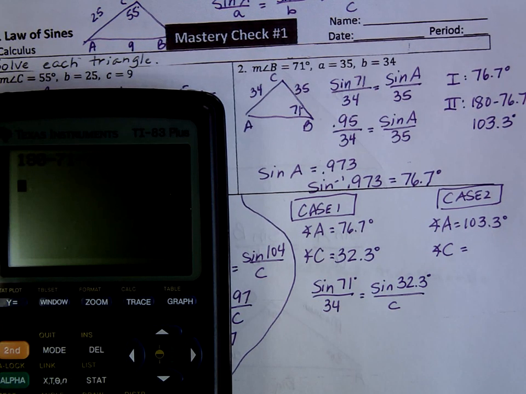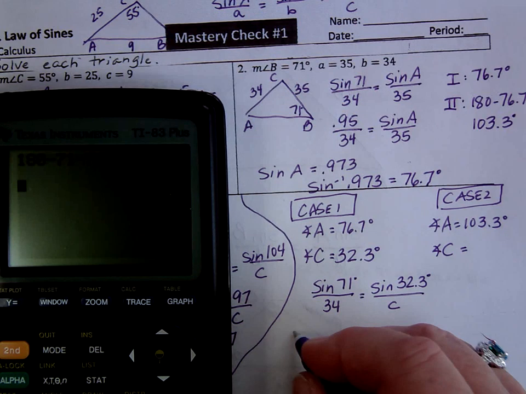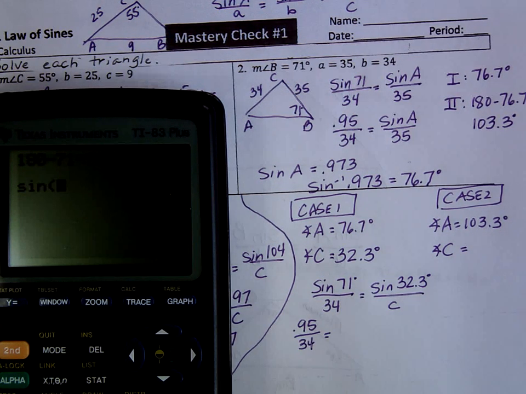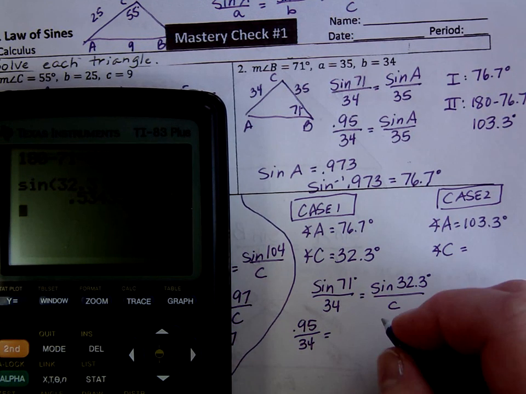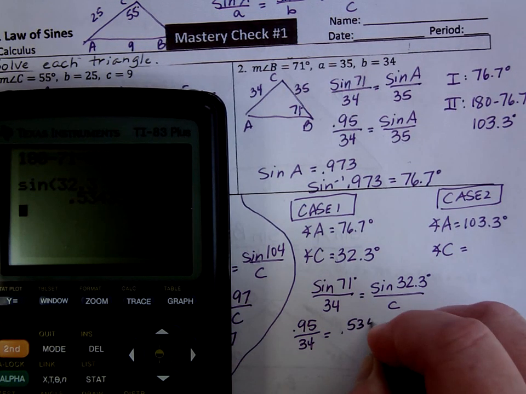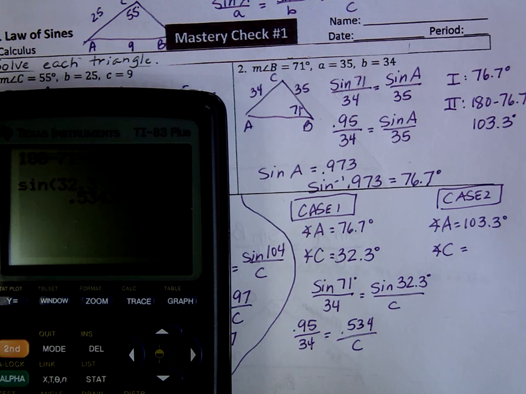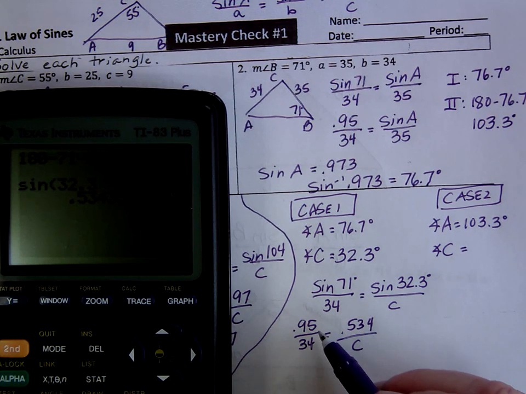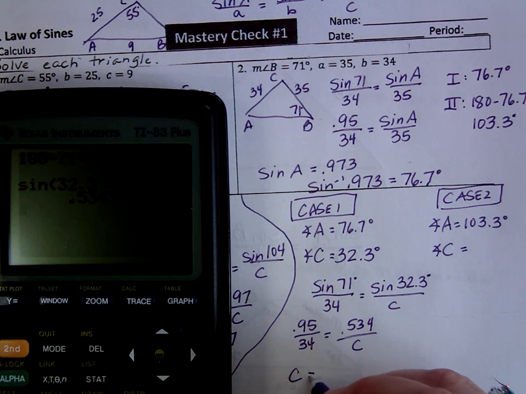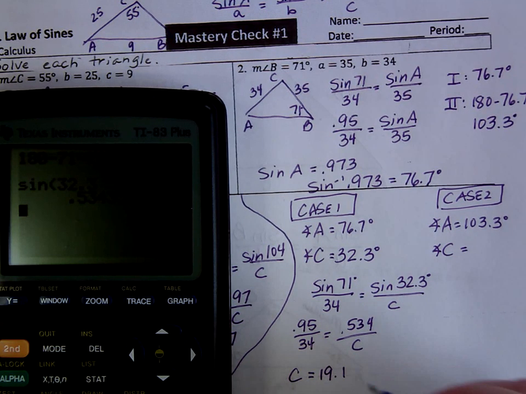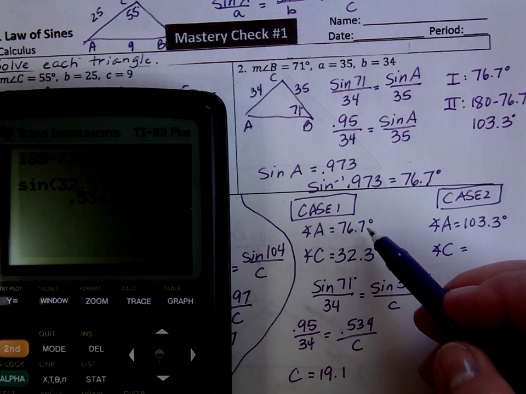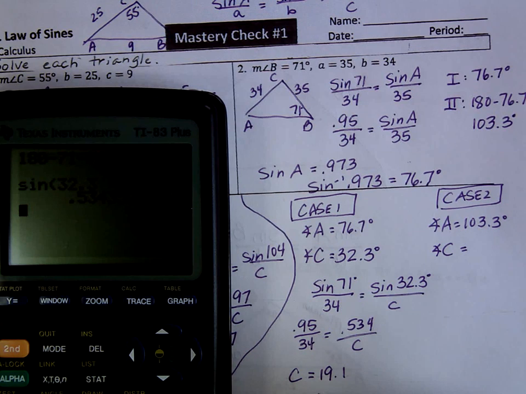All right, we know the sine of 71 is 0.95. We don't have to redo that work. I don't know the sine of 32.3. 0.534 over little c. I'm going to take this thing and I am going to cross multiply it. So I'm going to take 35 times 0.534 divided by 0.95, and that gives me a c value of 19.1. So in case number 1, I would have angle A, 76.7, angle C, 32.3, and little c being 19.1.